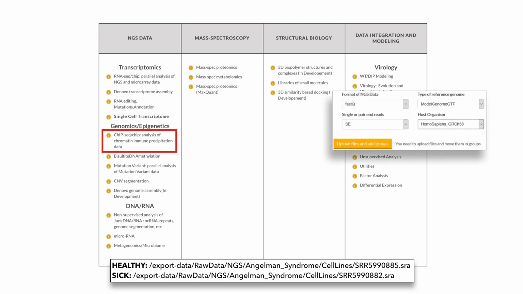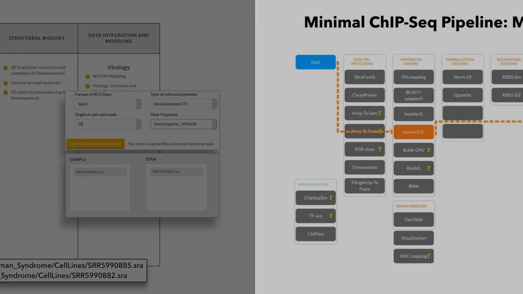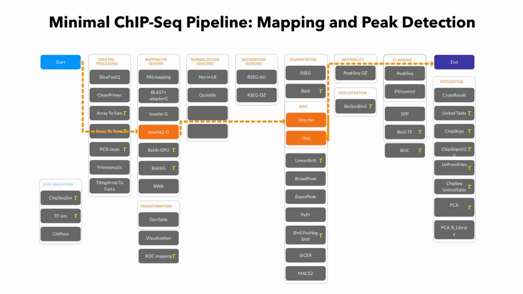We already have two FASTQ files in SRA format, Sequence Read Archive, uploaded to the server, so we don't have to wait for lengthy uploads over various connection speeds. SRR5990885 is a healthy control sample, and SRR5990882 is a cell line from a patient with Angelman syndrome. We can place the healthy in the sample group and the sick in the input. Essentially, we will get a contrast between the two, so it does not matter which one goes where.